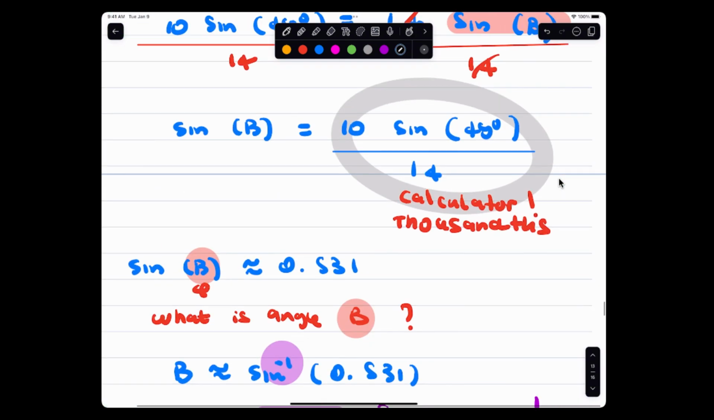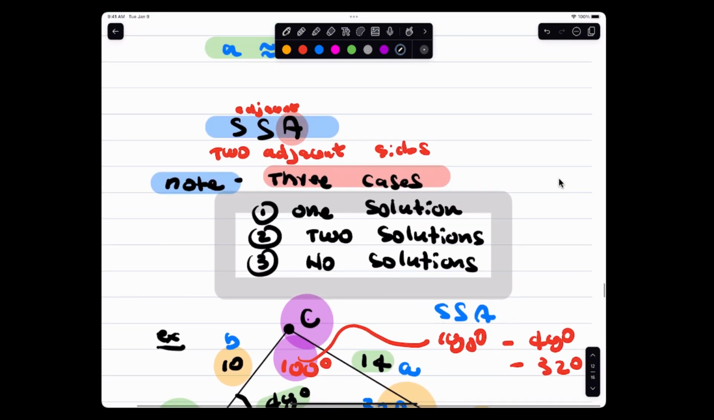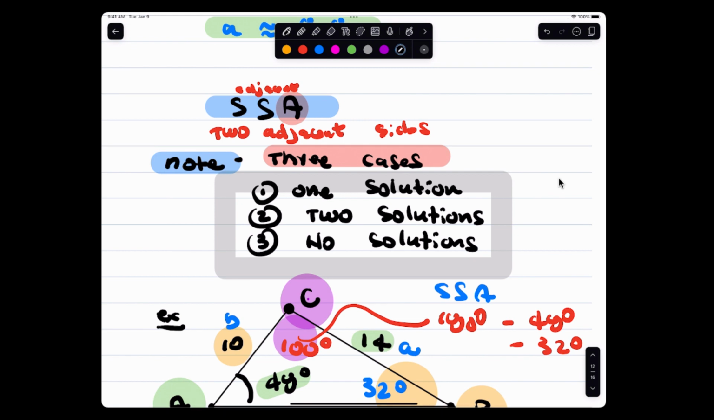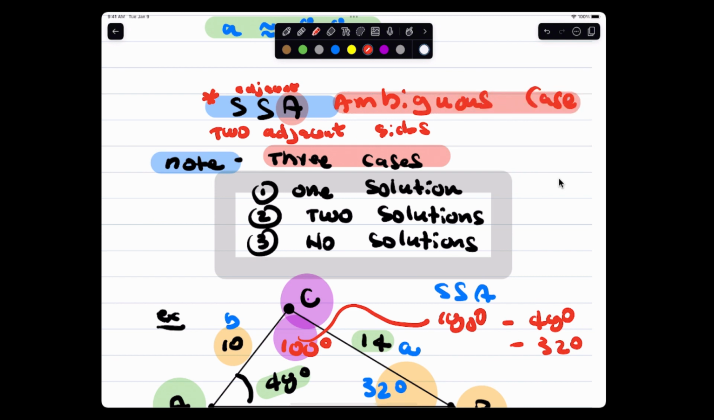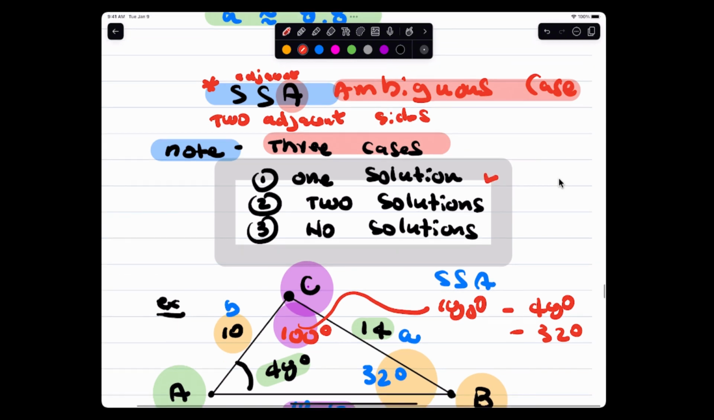Okay, you might say, what does this have to do with what we're talking about? Well, ladies and gentlemen, side side angle is called the ambiguous case. This is the case you look out for with the law of sines. You say, why is it ambiguous? Because you can have either what? One solution, two solutions, or no solutions. This was the example we already did.